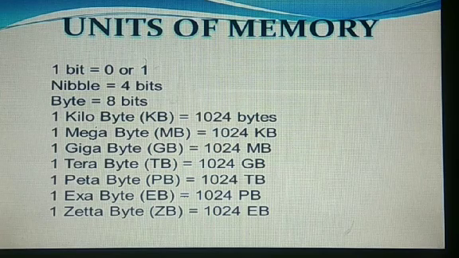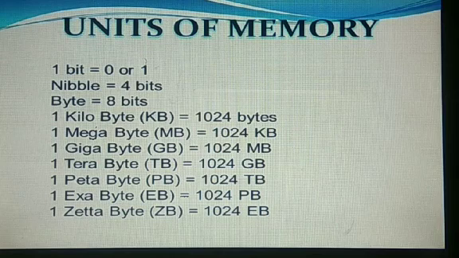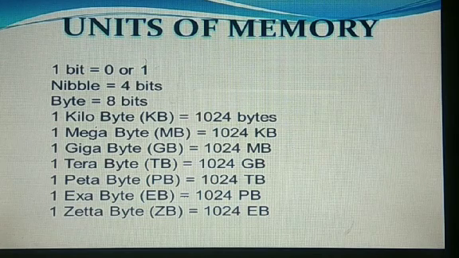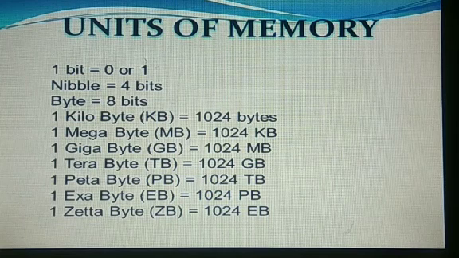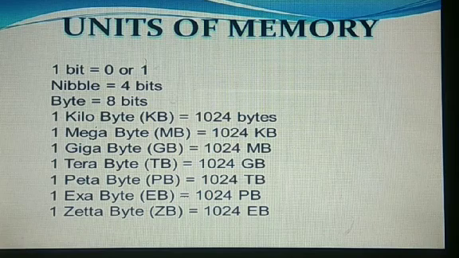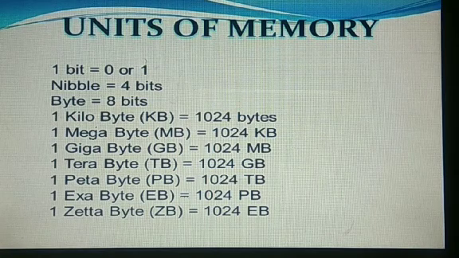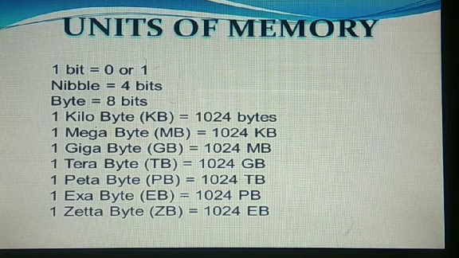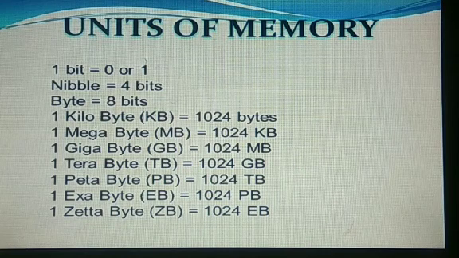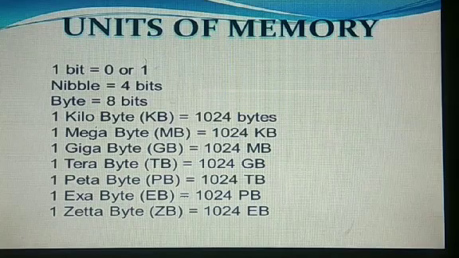Then there is 1 kilobyte, or 1 KB we can call it. That is the collection of 1024 bytes, or we can also say 2 to the power 10 bytes. 2 to the power 10 is actually 1024. Next comes 1 megabyte, that is 2 to the power 10 KB. 1 gigabyte, 2 to the power 10 megabytes. Then comes TB, petabyte, exabyte and zettabyte.